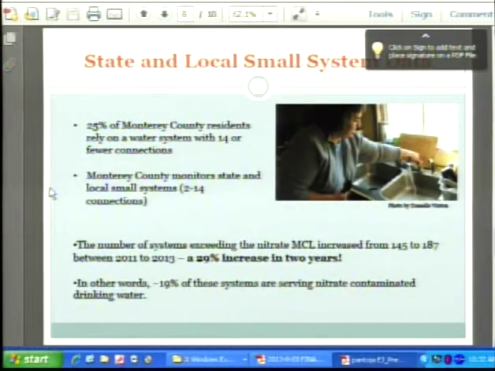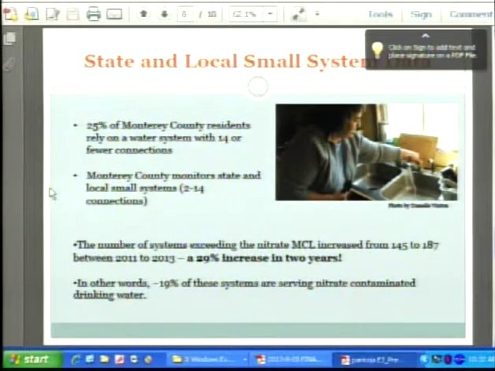And so when you're looking at the scale of the problem in Monterey County, it's really important to note that if you're just looking at the public water systems, the list of affected communities is not going to be that overwhelming, or at least appear to be overwhelming.